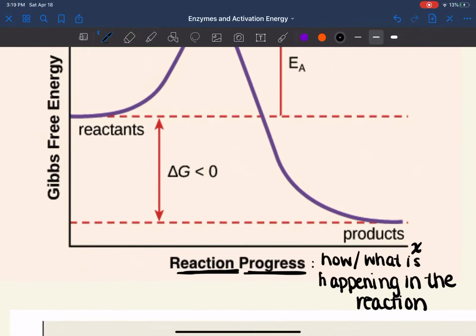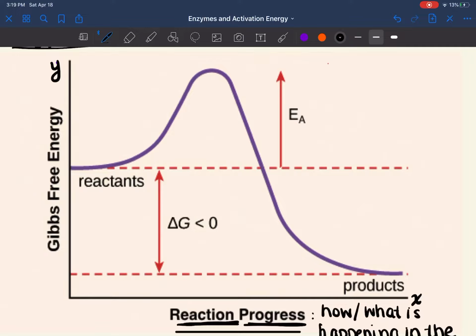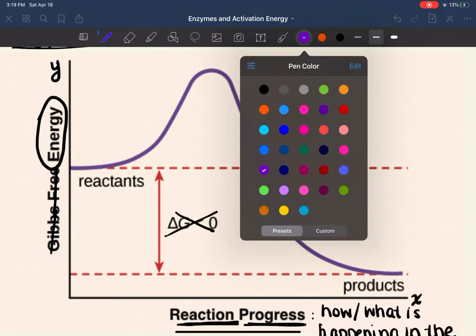Okay. Then here on our y-axis, we have something called Gibbs free energy. I don't need you to know who Gibbs is. You don't need to know that the energy is free. All I want you to know is this is the energy of a reaction. Remember from our ATP lesson, energy is literally everything. The body just needs so much energy. So let's look at different parts. You don't need to know what delta G is. Cross that out.